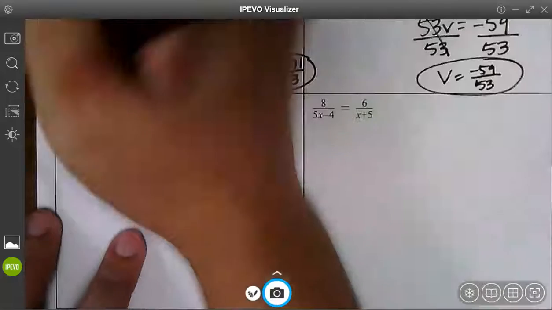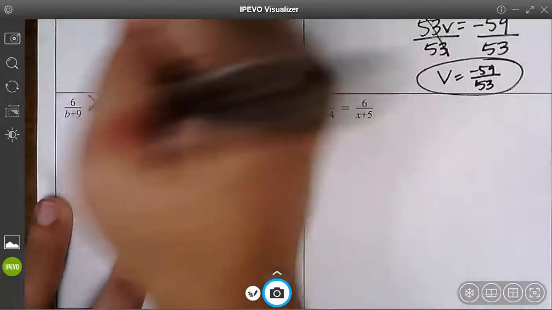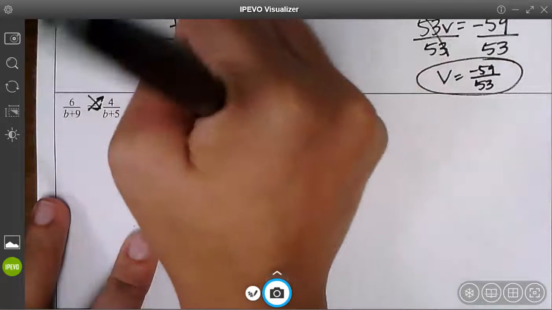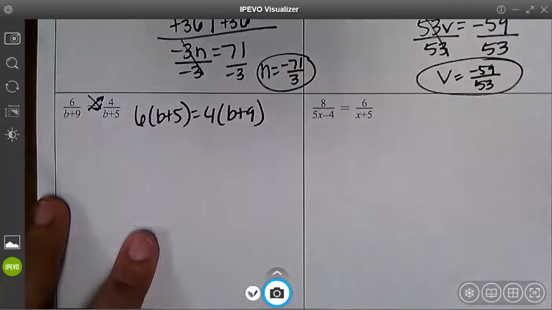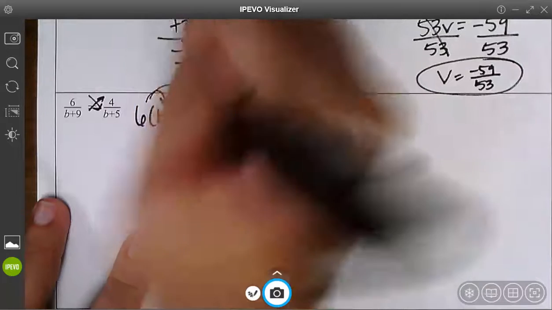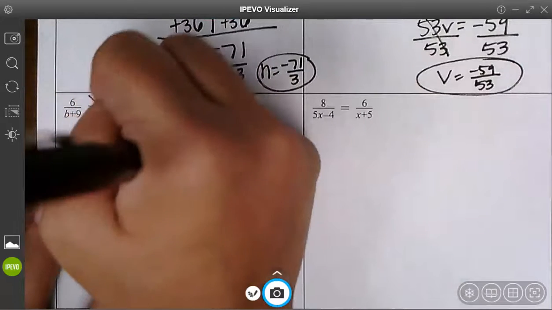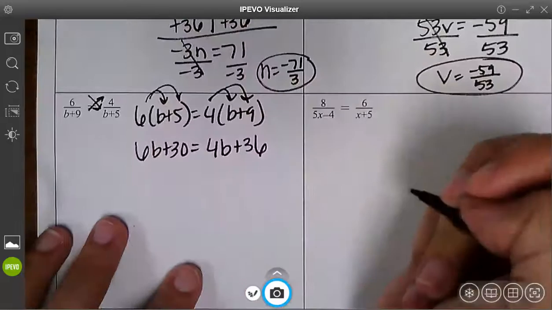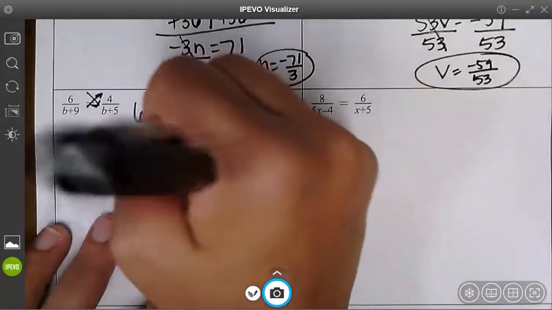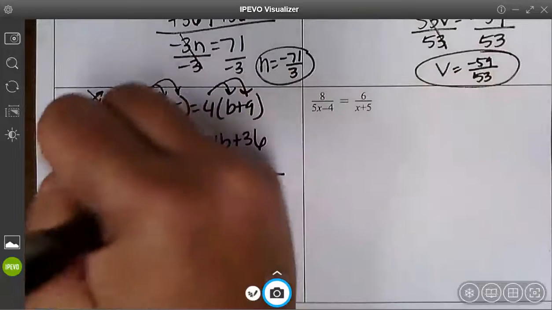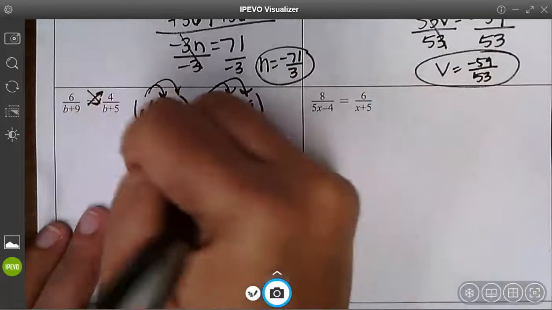The next one, cross multiply. 6 times b plus 5 equals 4 times b plus 9. Distribute. So you have 6b plus 30 equals 4b plus 36. Get your b's together. I'm going to subtract 4b from both sides. So I have 2b plus 30 equals 36.